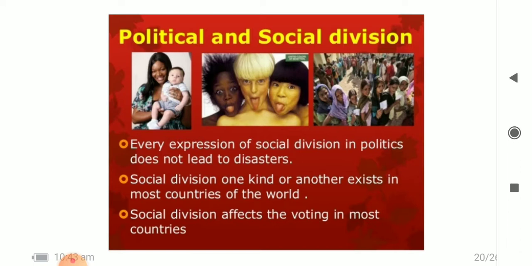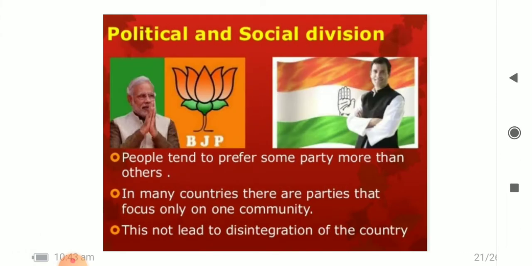Some social division, of one kind or the other, exists in most countries. Social division affects the voting in most countries. People tend to prefer some parties more than others. For example, in India, as we see from the slide, some people prefer the BJP while others prefer the Congress party. In many countries there are parties that focus only on one community. This does not lead to the disintegration of the country.